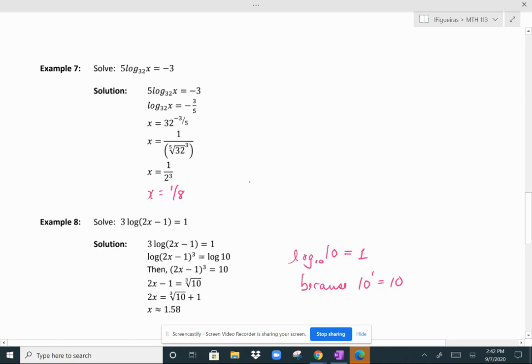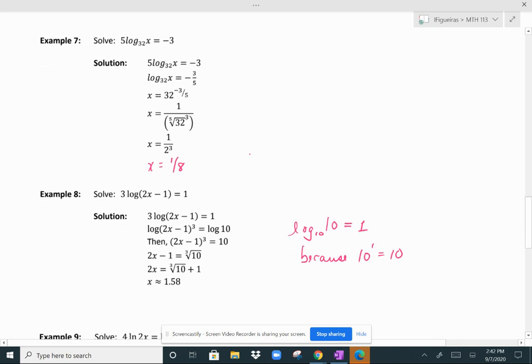And once you have the same log on both sides here, base 10, you can ignore it, and I'm just solving this equation. So remember, you're solving for x. So what I did was I took the cube root of both sides. So I have 2x minus 1 equals cube root of 10. Then add 1, so you get 2x equals cube root of 10 plus 2. And then divide this whole thing by 2, and you get that x is about 1.58. So that's an approximate answer.